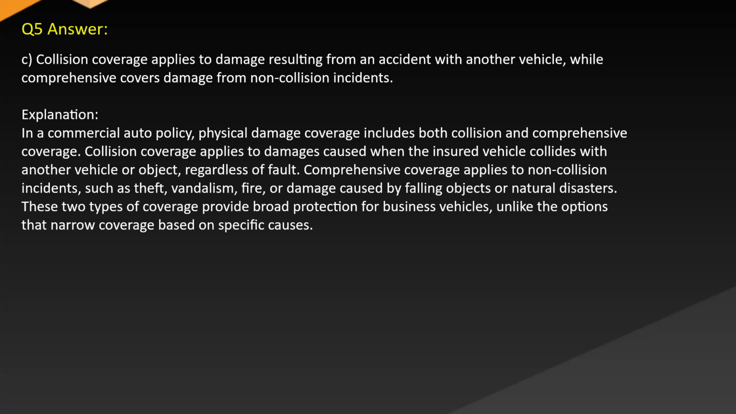Answer: C. Collision coverage applies to damage resulting from an accident with another vehicle, while comprehensive covers damage from non-collision incidents. Explanation: In a commercial auto policy, physical damage coverage includes both collision and comprehensive coverage. Collision coverage applies to damages caused when the insured vehicle collides with another vehicle or object, regardless of fault. Comprehensive coverage applies to non-collision incidents, such as theft, vandalism, fire, or damage caused by falling objects or natural disasters. These two types of coverage provide broad protection for business vehicles, unlike the options that narrow coverage based on specific causes.